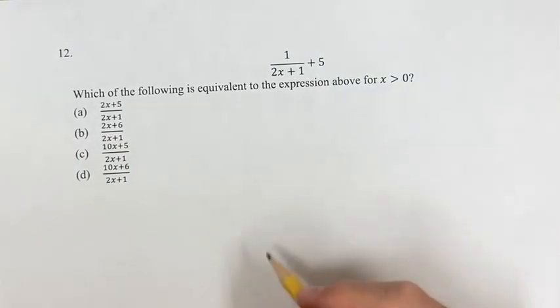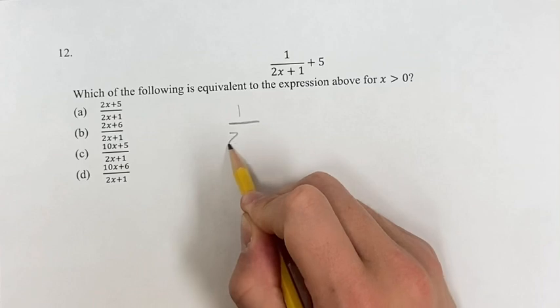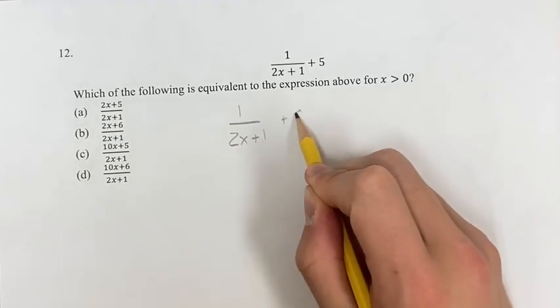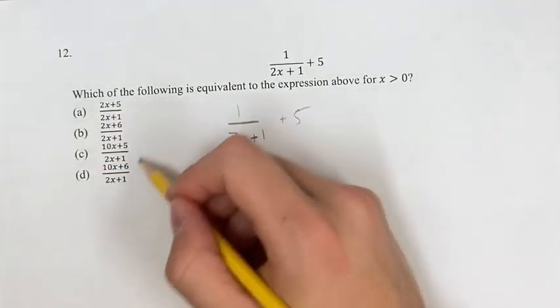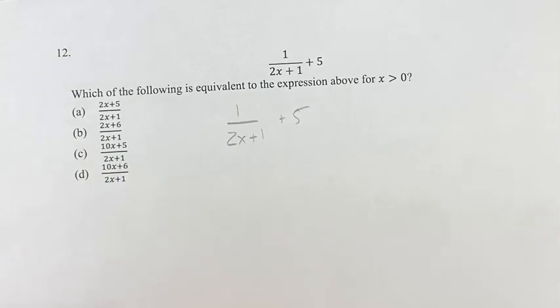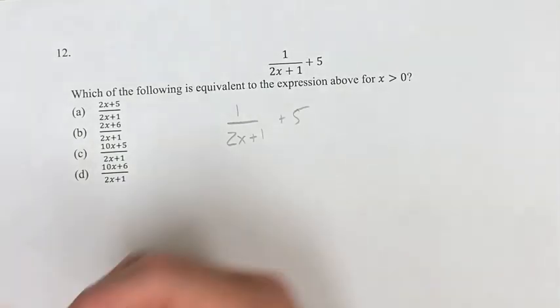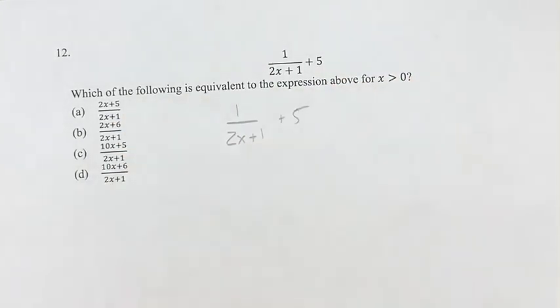In this problem we have the expression 1 over 2x plus 1, plus 5. We're asked which of the following is equivalent to the expression above. And what we want to do here is turn this expression into a single fraction. The way you want to do that is by getting a common denominator.